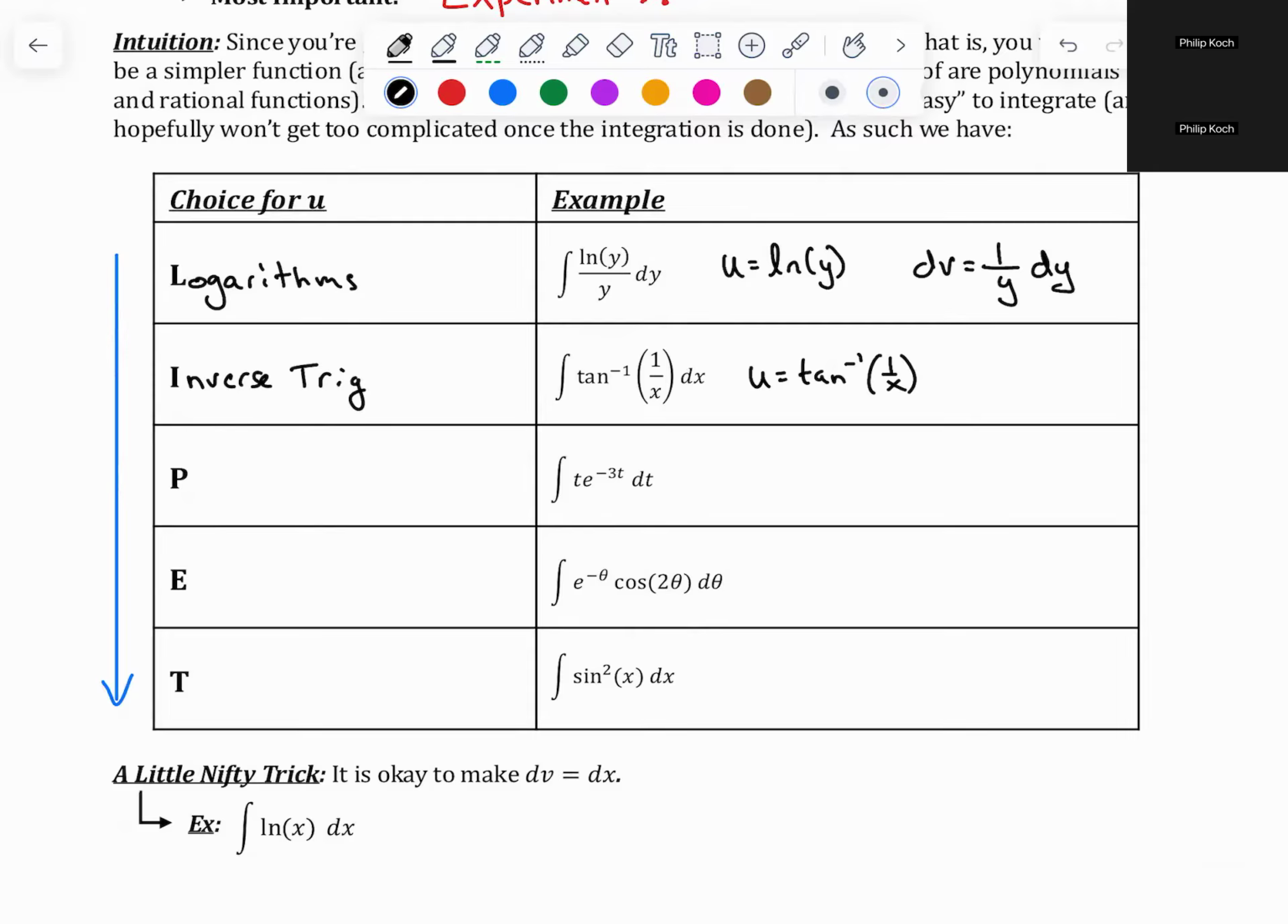Not tangent inverse of x, because there is no tangent inverse of x here. We have to make u equal to the entire inverse trig function. So then what should dv be? dx. That is okay. And that's what we're saying down below. If you looked ahead, you could see that, but it's okay to make dv equal to dx.